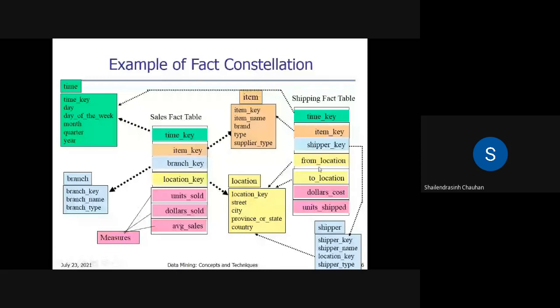Now this is the best example. For example, item key. Item key is available in the sales fact table also, and item key is available in the shipping fact table also. Both are linking to this item. For example, here in sales, time key links to this time dimension table, and shipping time key is also linking to this time. Fine. So any dimension table can be linked with any other dimension table.